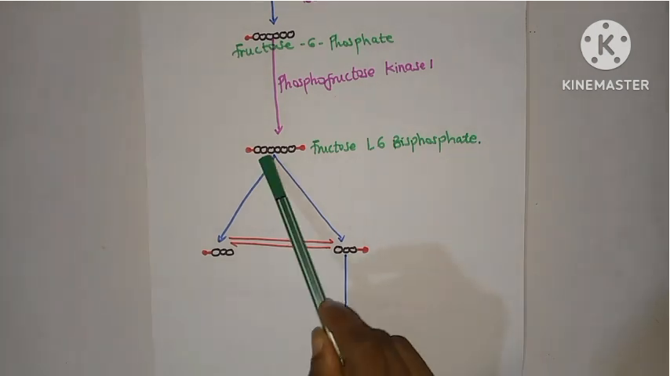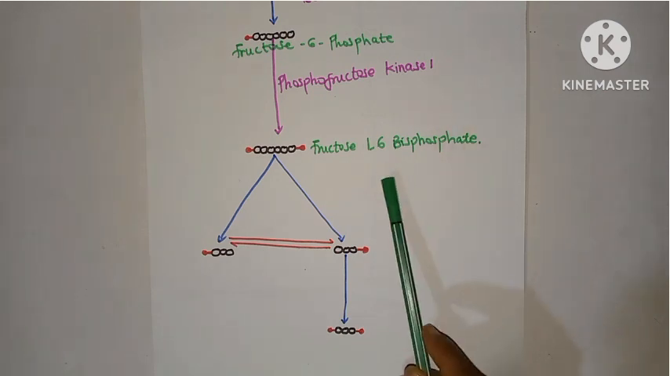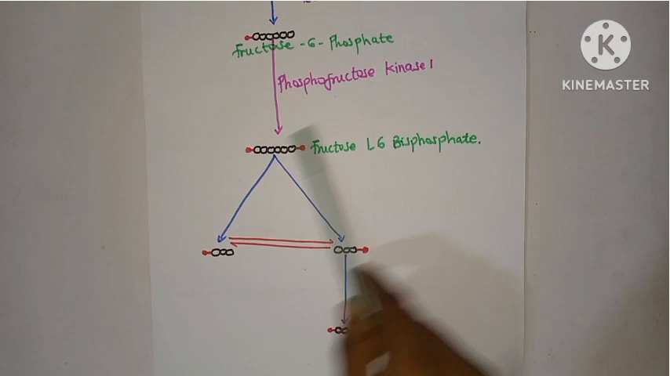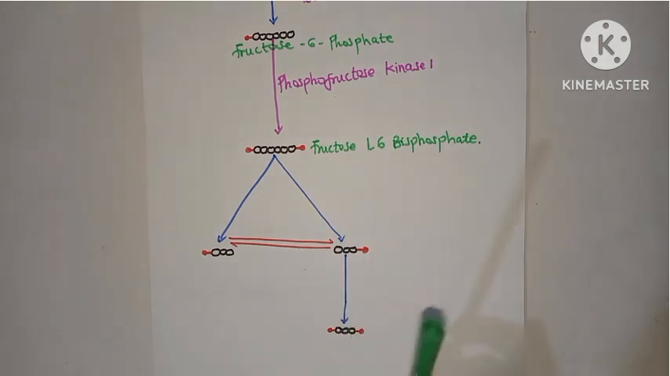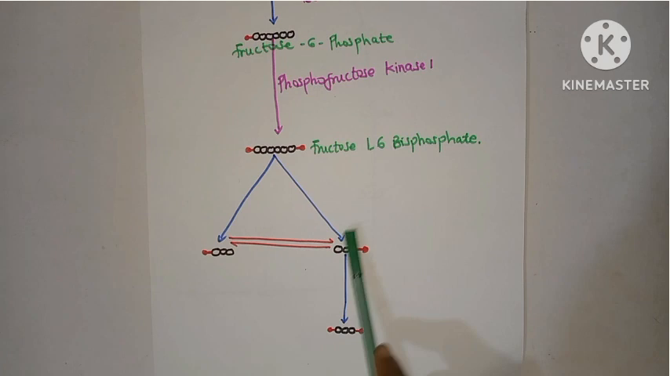Now, fructose 1,6 bisphosphate will split into two 3 carbon fragments. So you have one here, and then the other one here. So we have two 3 carbon fragments, and each fragment has a phosphate group attached to it. This is the phosphate group here, and the other phosphate group is attached to this one too.